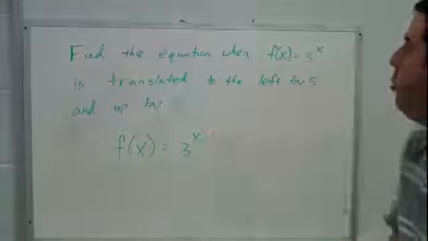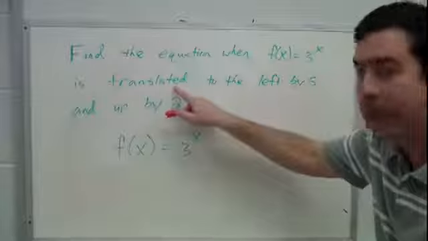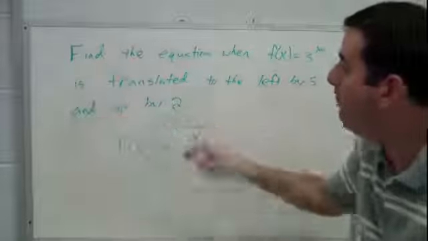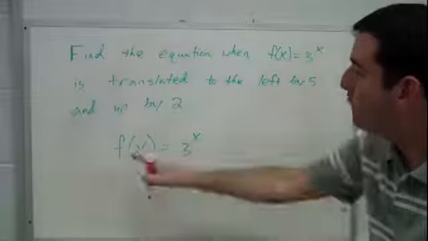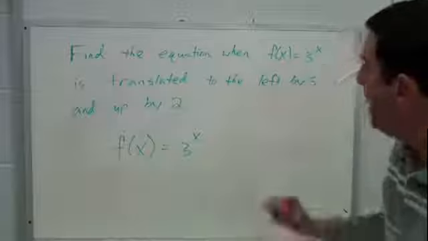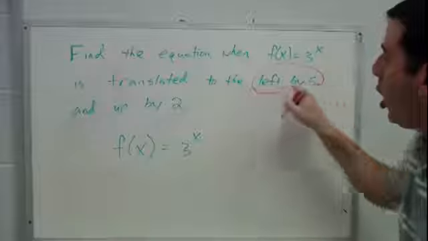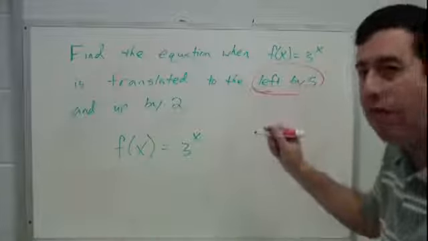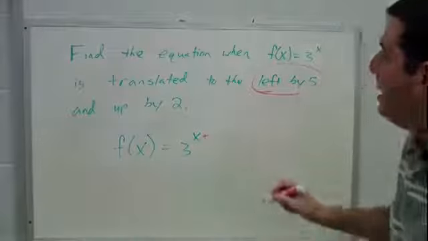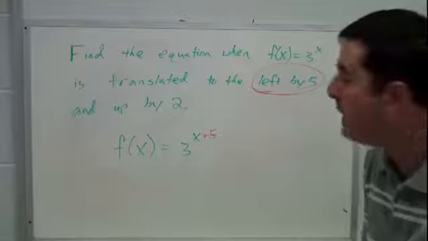Let's look at an example of how this might be worded. Find the equation when f of x is equal to 3 to the x is translated, that means moved, to the left by 5 and up by 2. Now, of course, if we're going to take 3 to the x and move it, that's what we want to start with. Now, to make it move left by 5, this is a horizontal shift. It's part of the exponent. Left is a plus sign. So left by 5, we need +5 in the exponent.